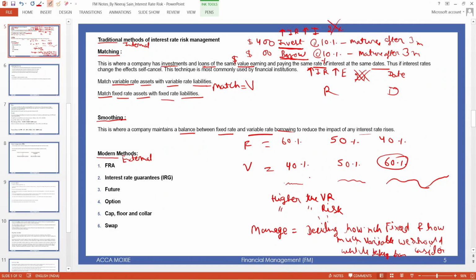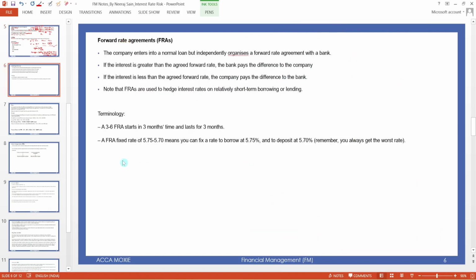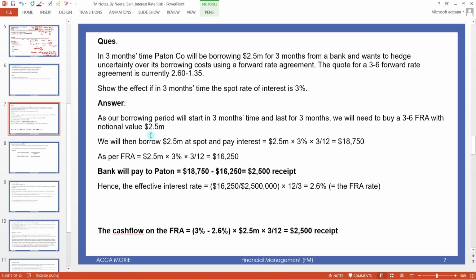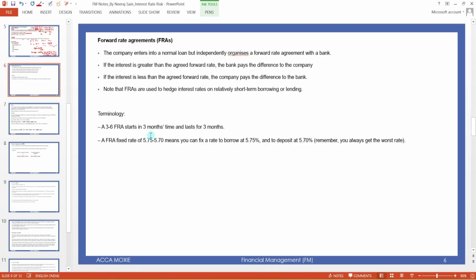Moving on to the modern methods of interest rate hedging. The first one is the forward rate agreement, the next is interest rate guarantee, and the third is futures, options, cap, collar, floor, and swap. Let's start with the forward rate agreement. This is very similar to the forward contract in foreign currency risk management that we did in the previous chapter. The concept and explanation are similar, but I will explain it again here.